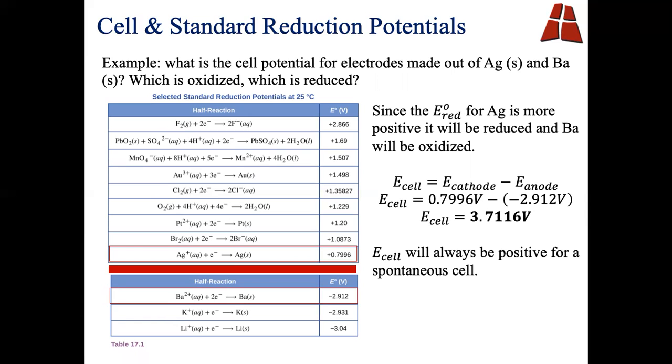Okay. You should also note that the cell potential will always be positive for any sort of spontaneous cell. So whether or not a cell is spontaneous just depends on which direction the electrochemical reaction is proceeding. And in order to have, again, an electrochemical cell be spontaneous, you will need a positive potential.